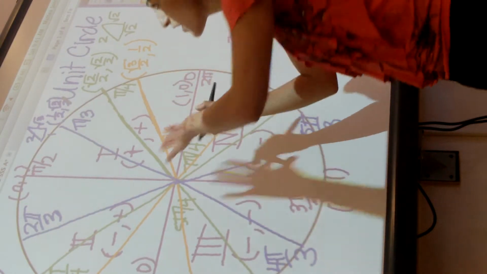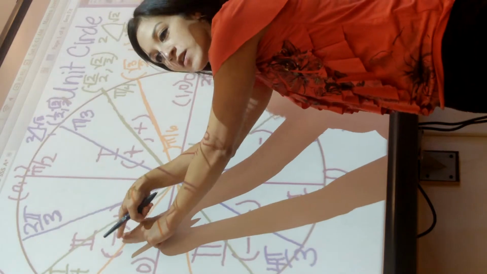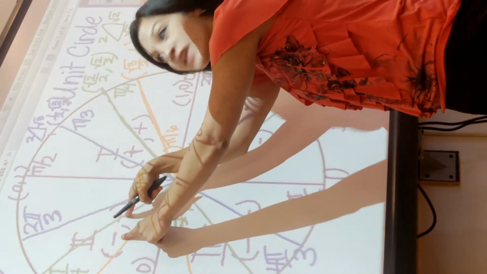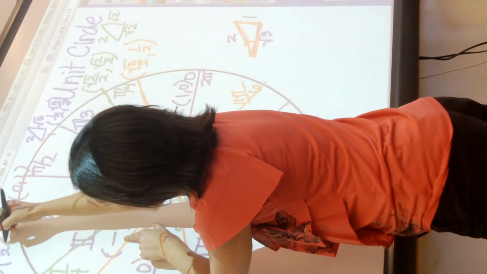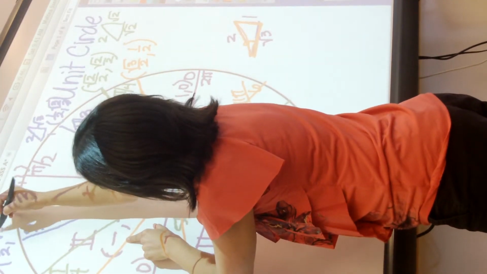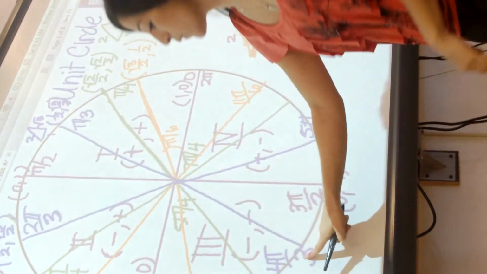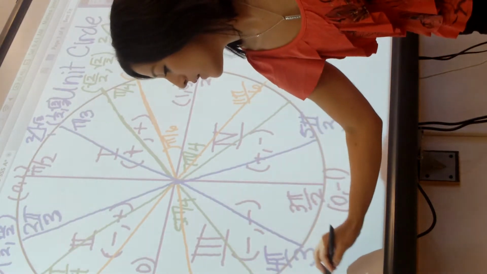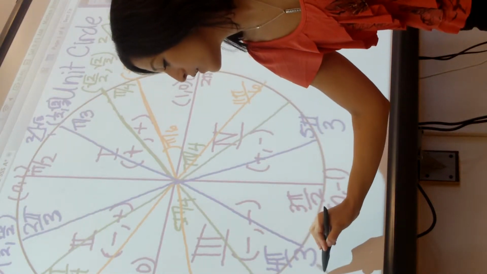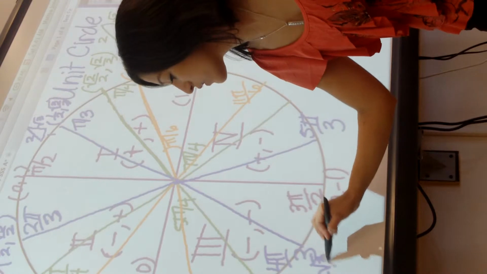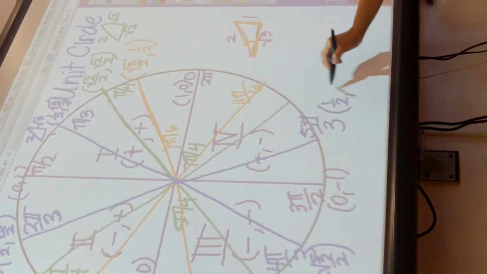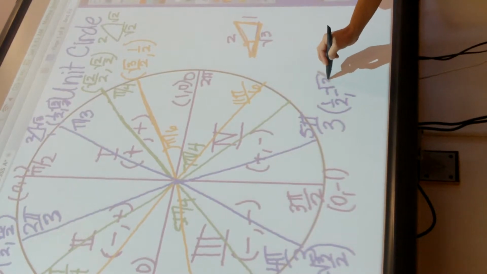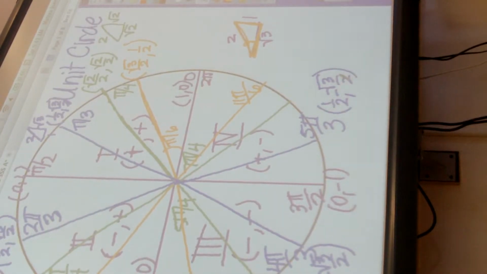Okay? So here that means what? I have x values or cosine is negative, sine is positive. So how would I alter this? Negative 1/2, square root of 3 over 2. How would I alter this one? Negative 1/2 and negative square root of 3 over 2, and here it would be 1/2 and negative square root of 3 over 2.